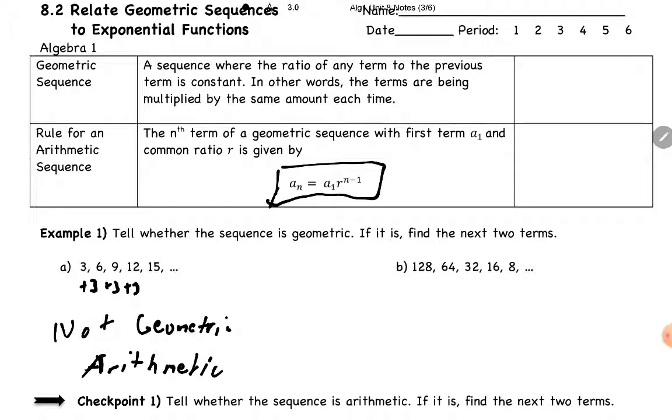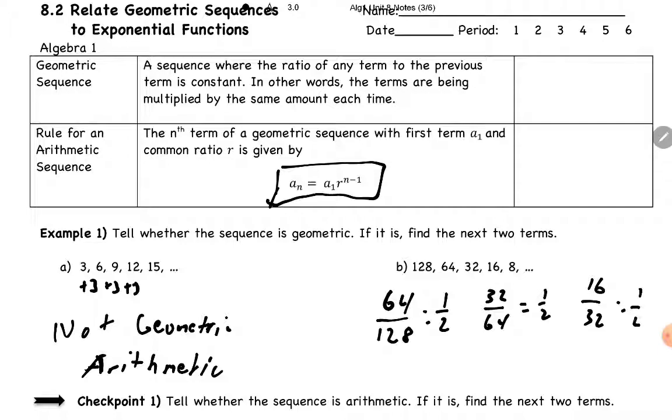Part B, let's take a look at it. If you're ever unsure what the multiplier is, you take your second term divided by the first one. I have 64 divided by 128, that is 1/2. And then we take the third term and set it over the second term. So you're just taking the number in the previous term before it to find the ratio. And if all the ratios are the same, which it is in this case, to get from 128 to 64, we multiply by a half.